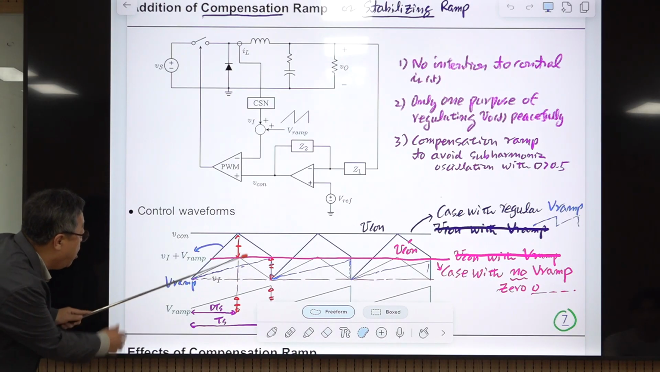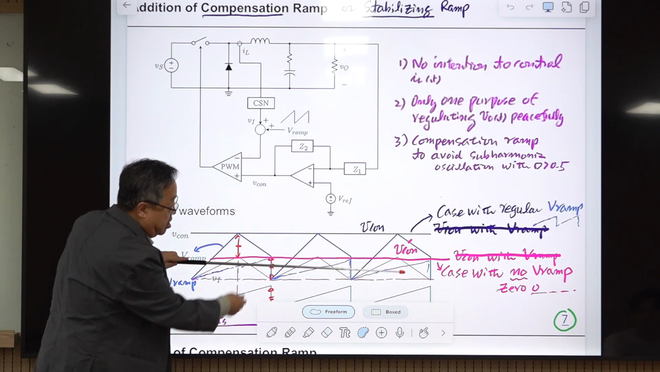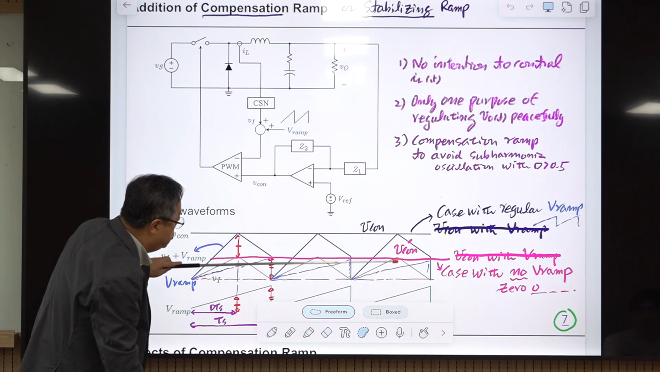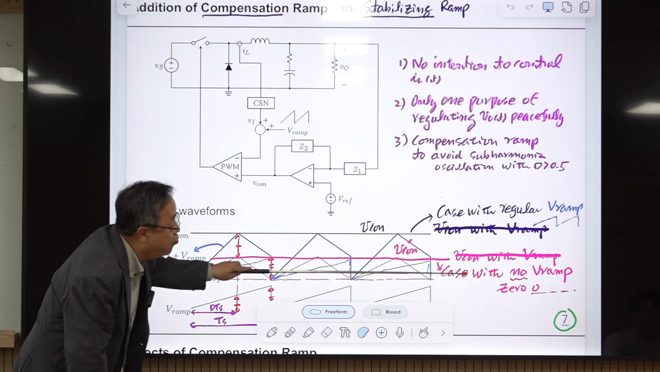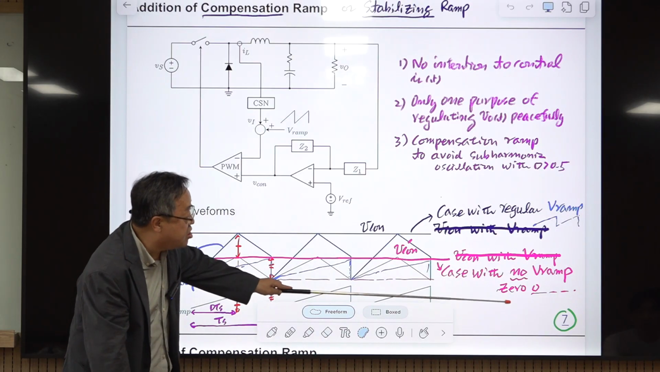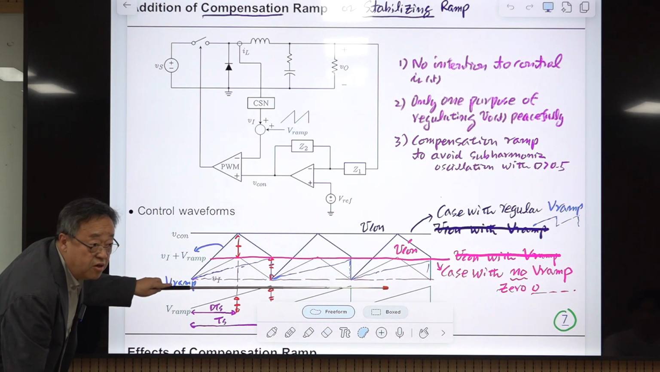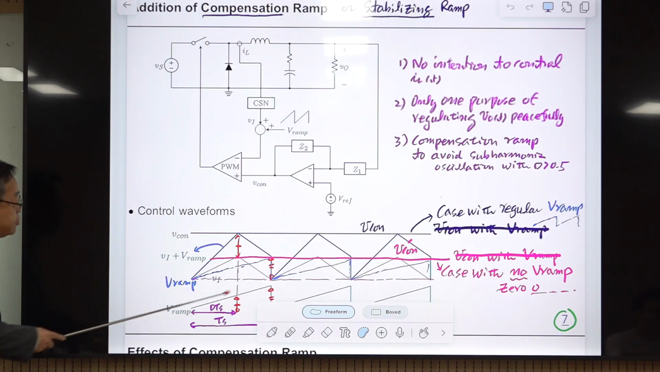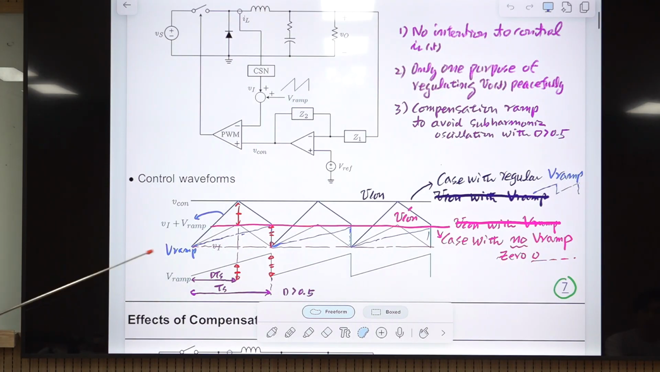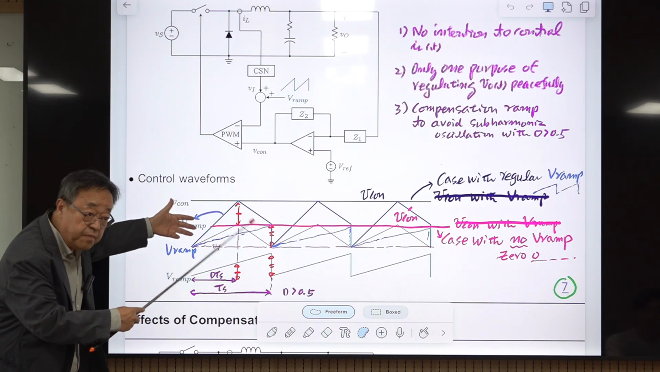Okay, so now we added the ramp signal. This red horizontal line is the control voltage, which is different from this one. So this is V con prime, and this is the case with no V ramp, or 0 V ramp. The ramp signal is 0. There is no ramp signal. The ramp signal is not employed. Now this ramp signal is employed here. Then I draw the ramp signal here, to make everything easier.